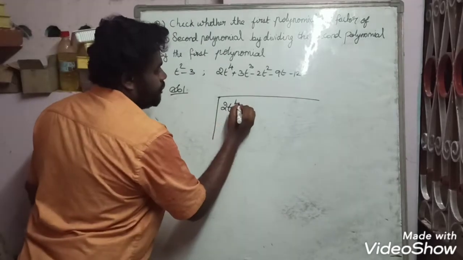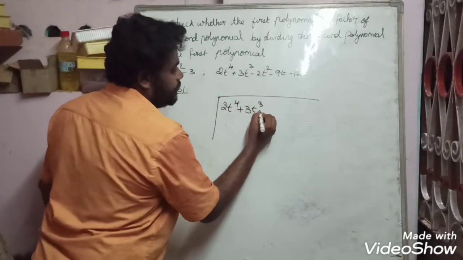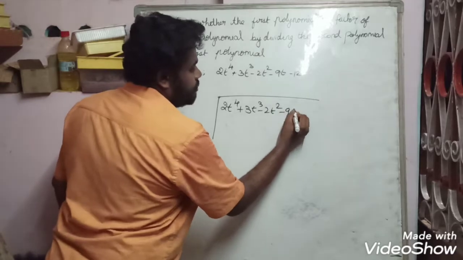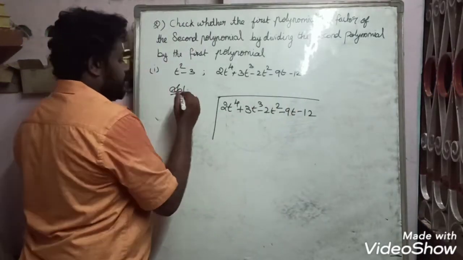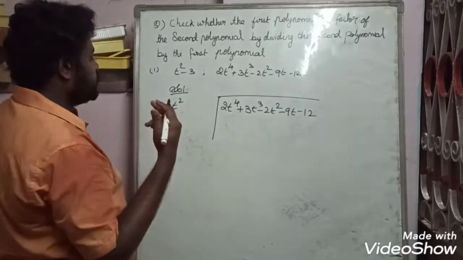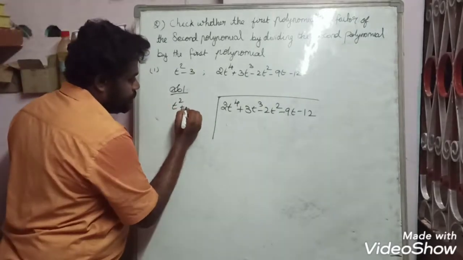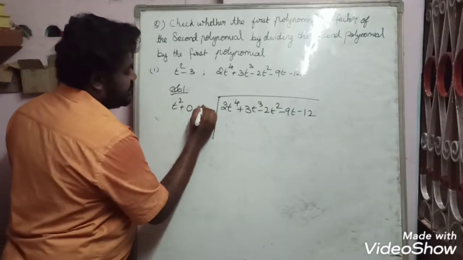So 2t power 4 plus 3t power 3 minus 2t square minus 9t minus 12. Here t power 2, there is no t power 1. So because of that I will put 0 minus 3.